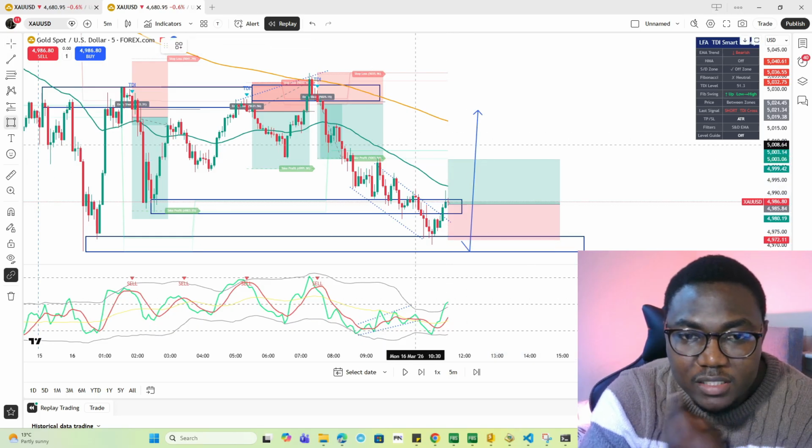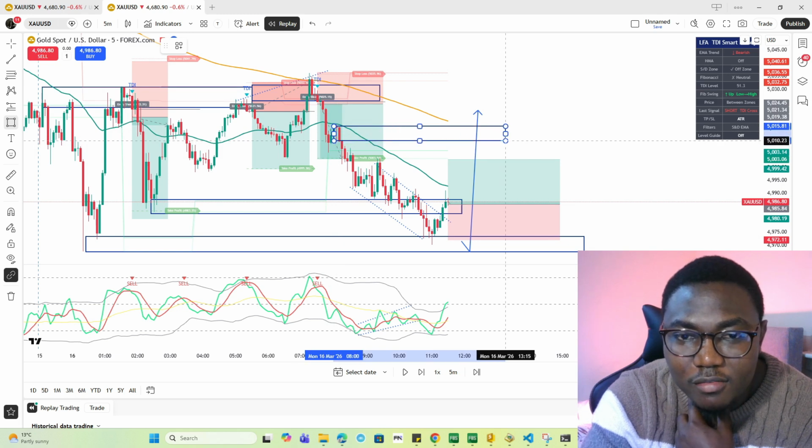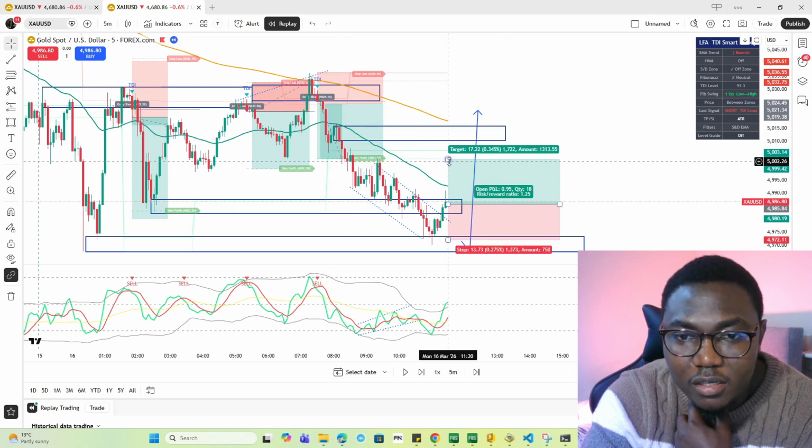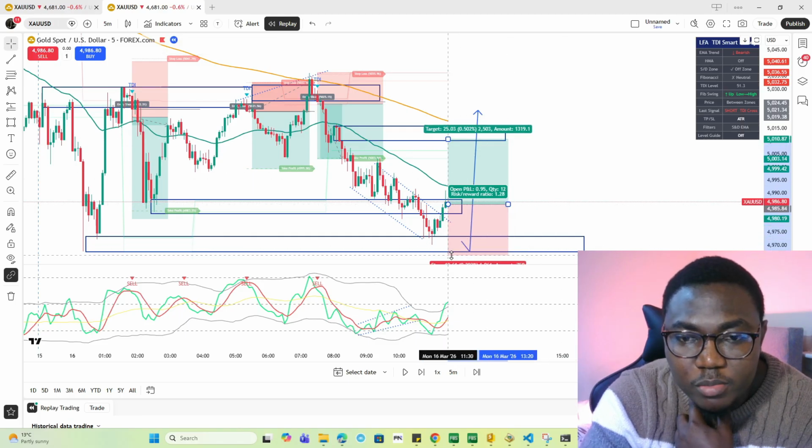Also, I like to exit my trade at the nearest demand or supply zone. So I'm going to be very careful of this zone. Look at this supply zone here. Okay, I'll put my TP here. My stop loss will definitely be below this.